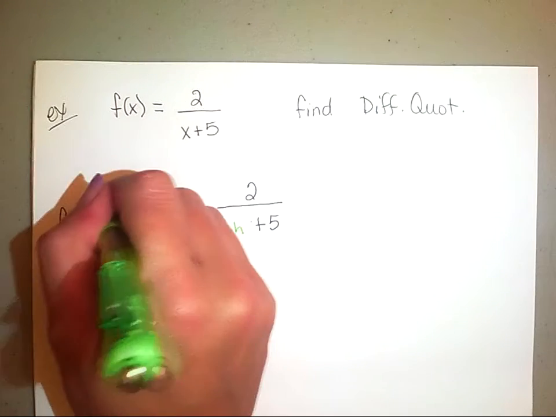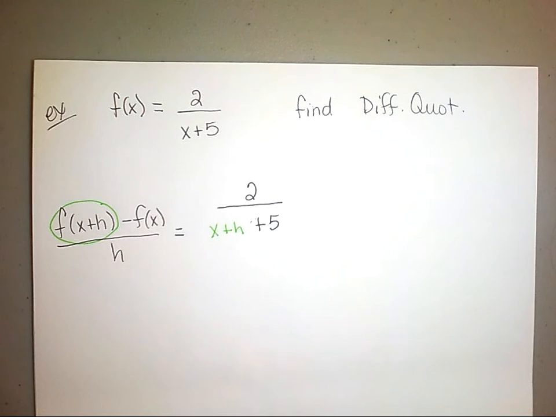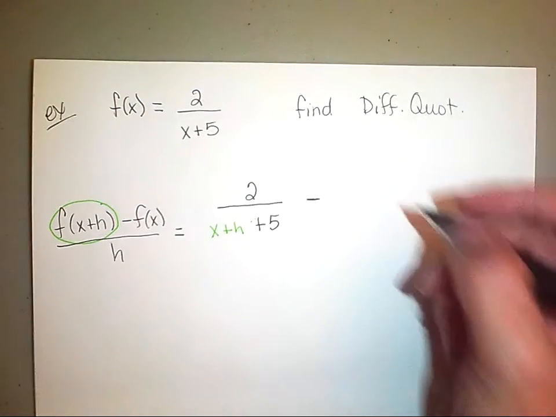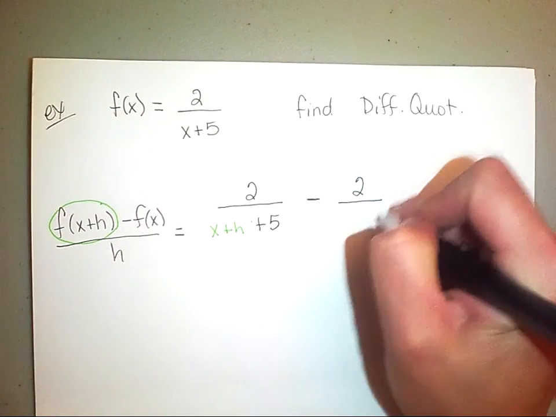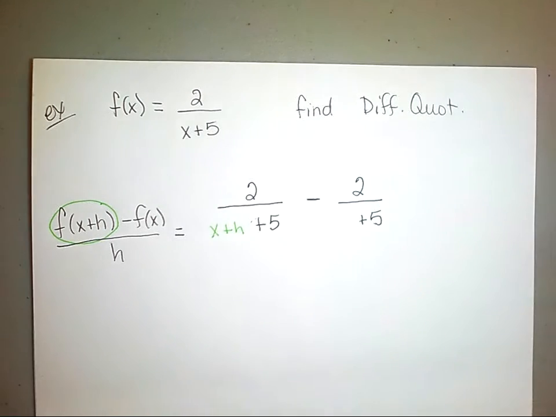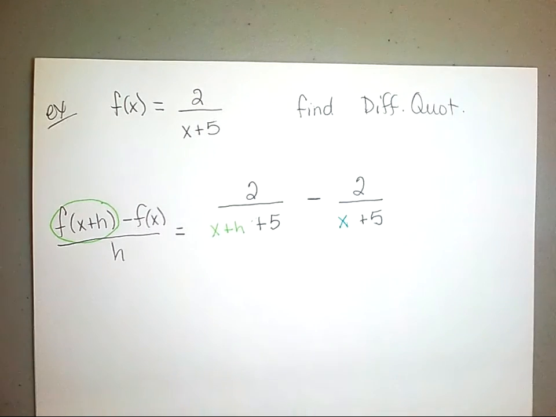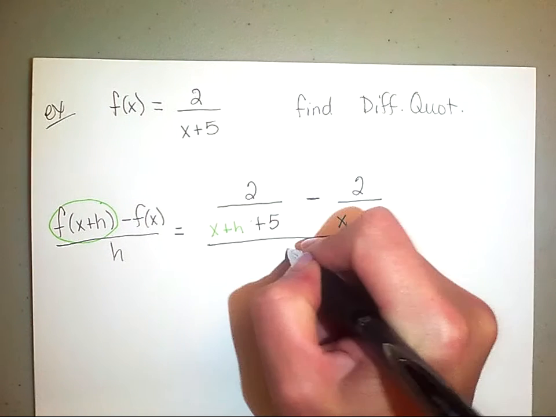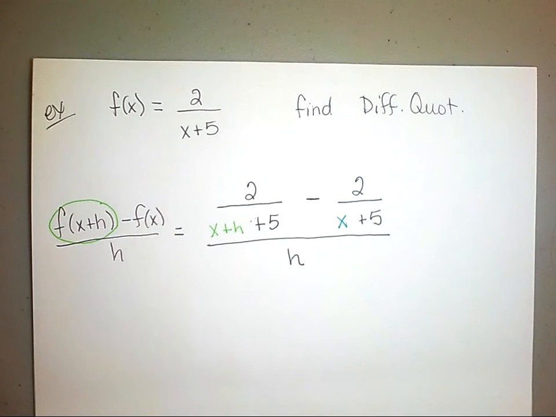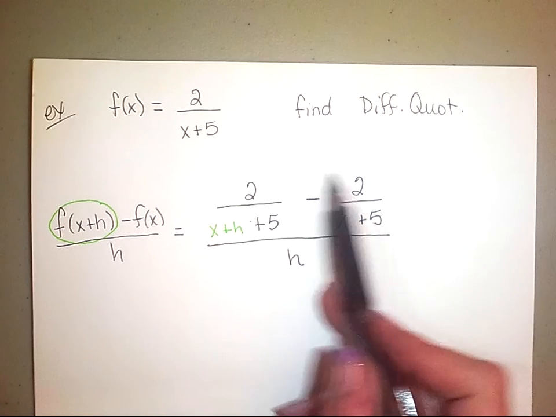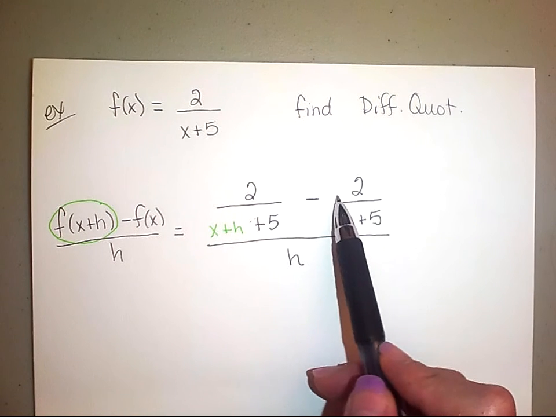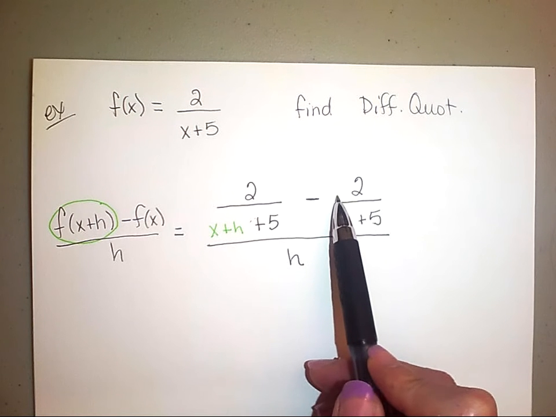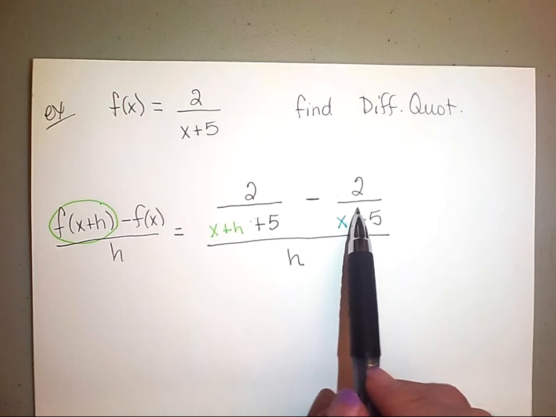So let's write that out. f of x plus h is 2 over, now not just x plus h, plus 5. So this is f of x plus h. Now we subtract off the original function, which is just evaluated at h. Or I'm sorry, at x, and then we'll divide that whole thing by h.